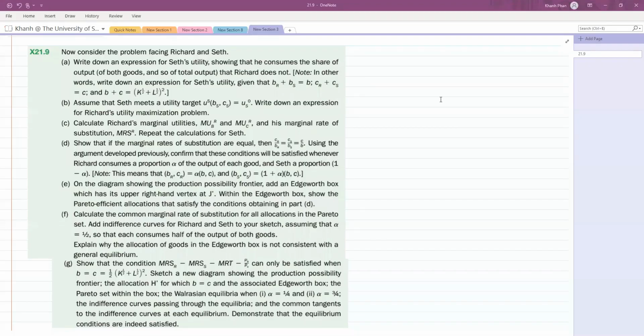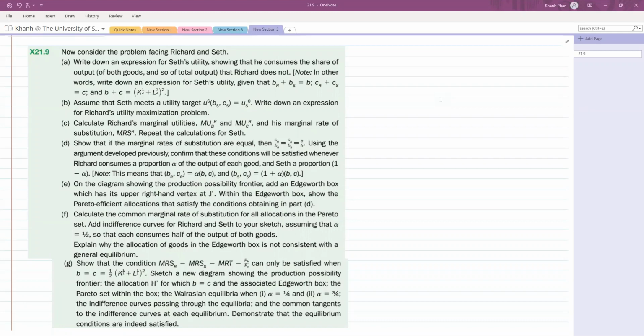Okay, so we're going to do 21.9. So this is on the consumer side. On question 21.6, we have finished doing the production side. So this question is going to be about the consumer side.